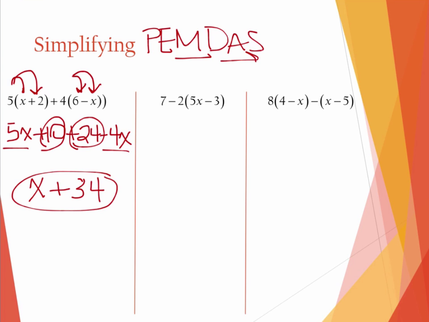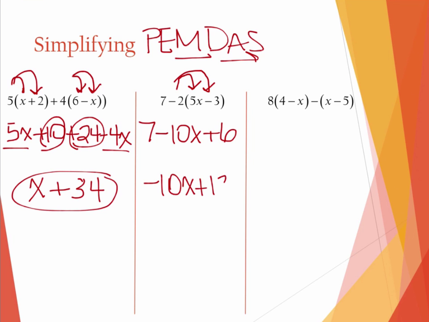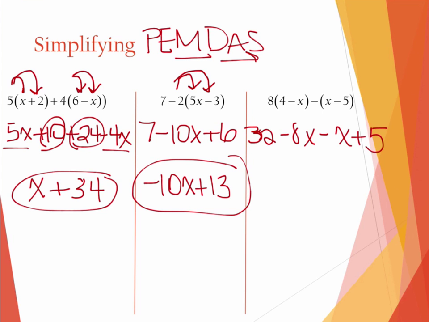Our next example, I have 7 minus 2 times 5x minus 3. Again, I'm going to do my multiplication first. So 7 minus 10x plus 6. Now let's combine like terms. Negative 10x plus 13. Last example here, I'm going to do my multiplication first. 32 minus 8x minus x plus 5. Negative 9x plus 37.